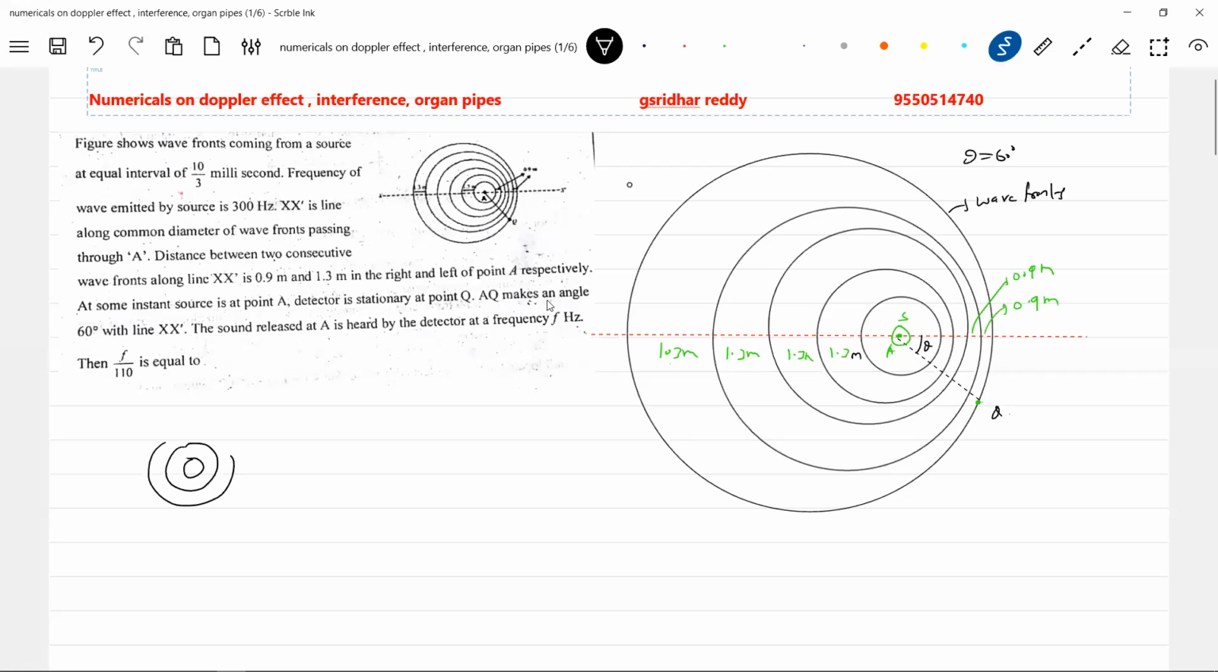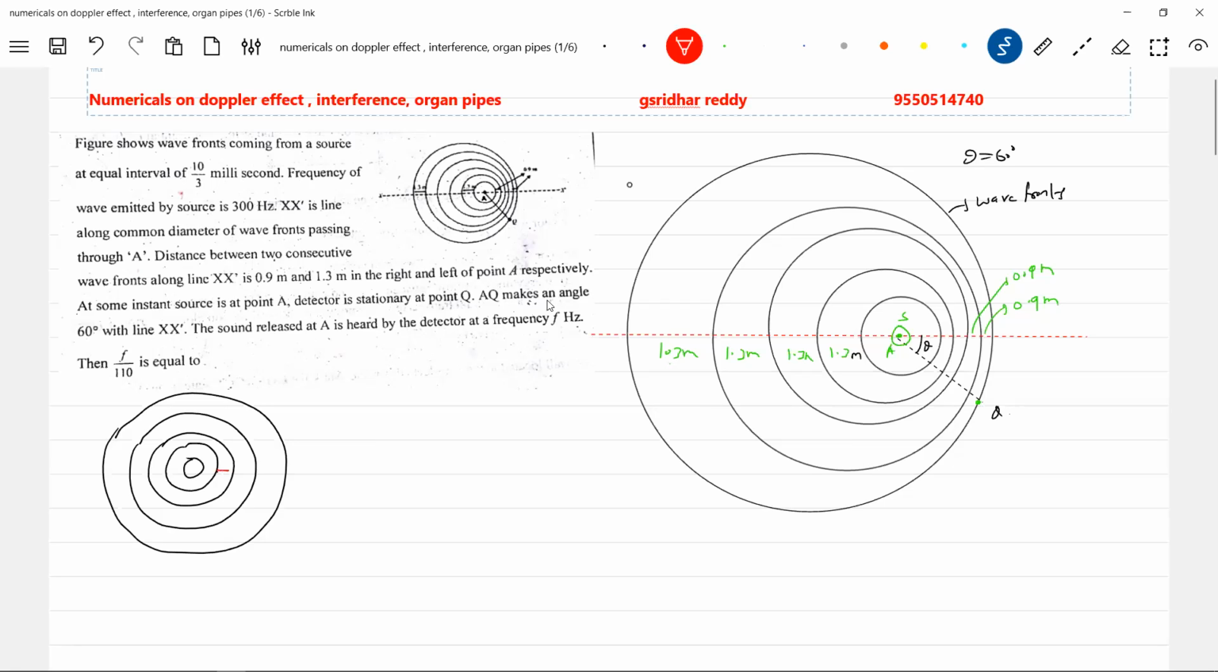If the source is at rest, these will be the wavefronts. What will be the distance between wavefronts? The distance between wavefronts will be fixed if the source is at rest. Am I right? Okay, fine. If the source is at rest, the distance between wavefronts will be equal. So you call this x. This idea you first have to put when the source is at rest.